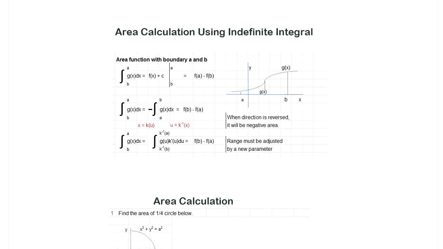Area calculation using indefinite integral. When you have an indefinite integral, if you bound it by a and b, you just substitute b and a after you take the indefinite integral, then you get this, right? If you swap a and b, it's going to swap the sign, the negative. That's what it means here.